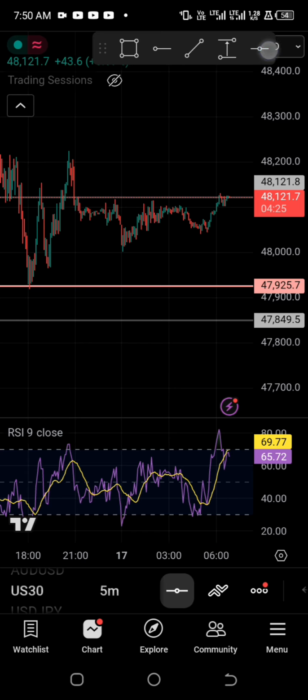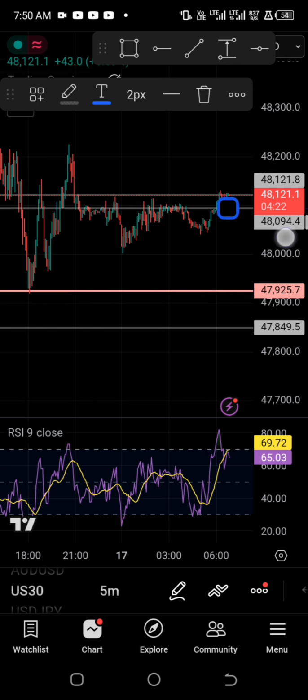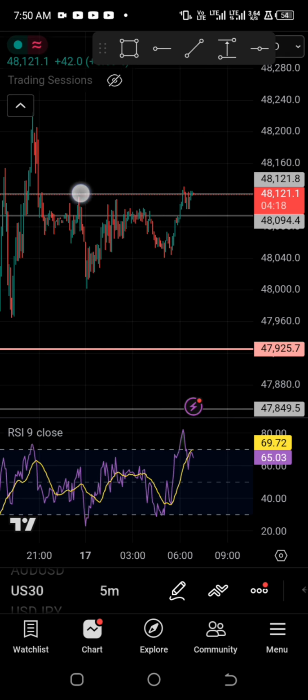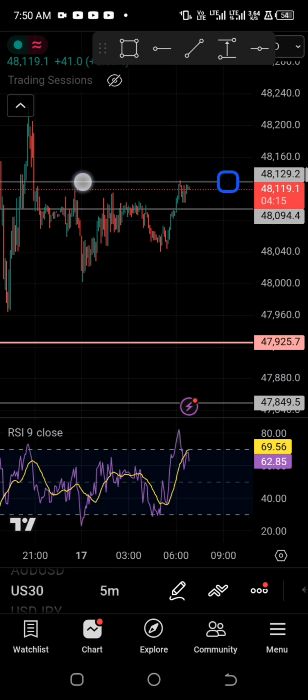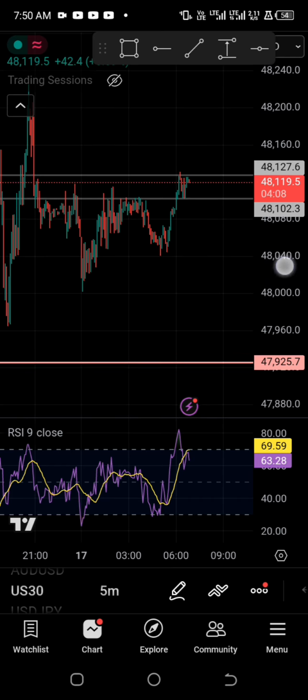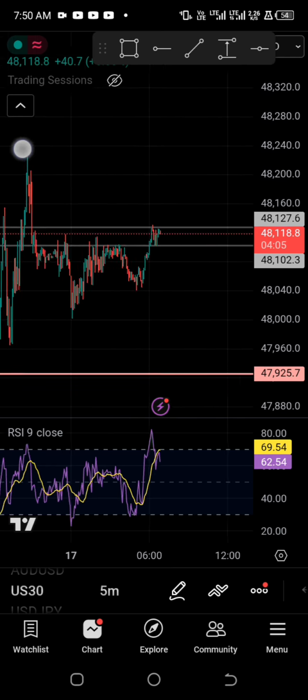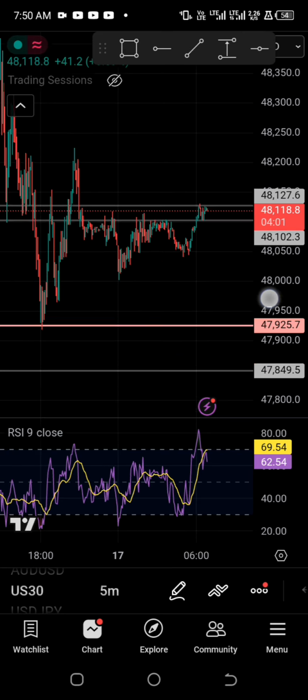So what am I going to do now? I'll mark out the low of this small consolidation now, wait for a confirmation. I already marked out the high of the consolidation, already marked it out. Now mark the low out. I'll wait for a break. If it breaks to the upside, I'll target this zone here. If it breaks to the downside, I'll target this zone.